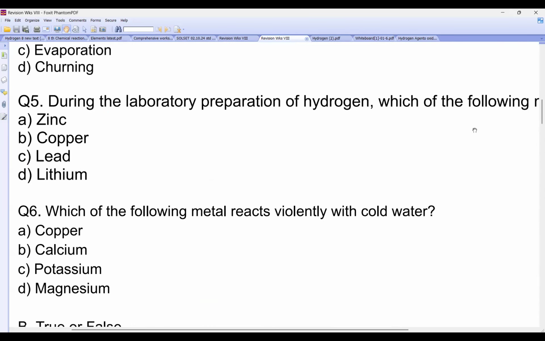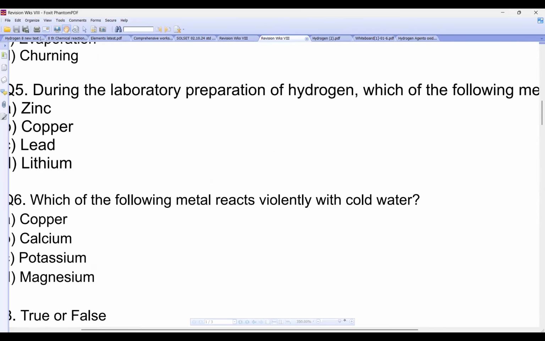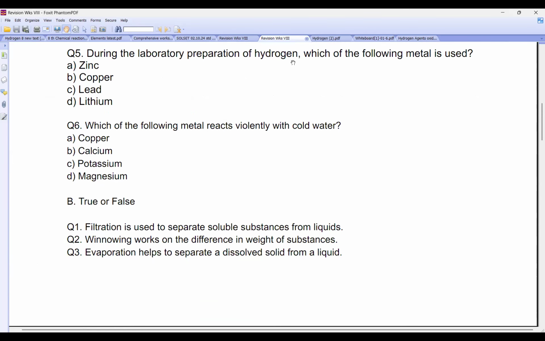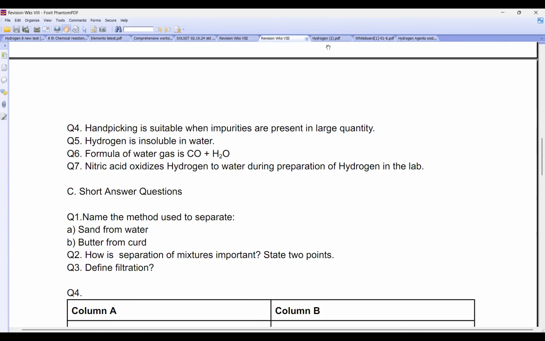During preparation of hydrogen, which of the following metals is used? Zinc. Which metal reacts violently with cold water? Potassium. Hydrogen is insoluble in water. True. Actually, it is very slightly soluble, but treated as insoluble.